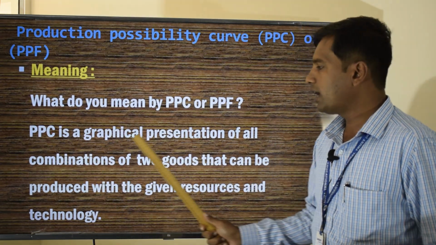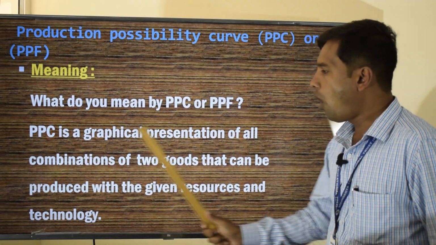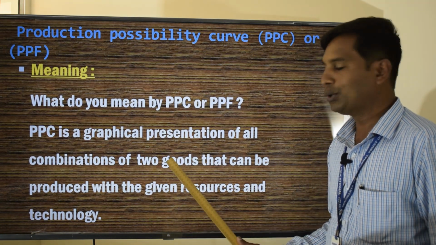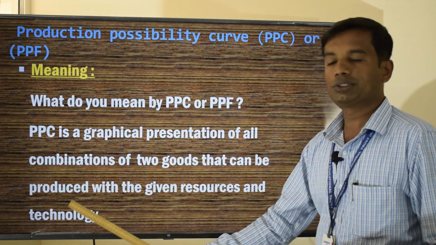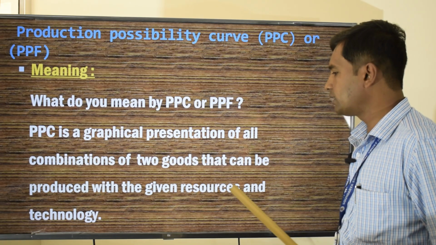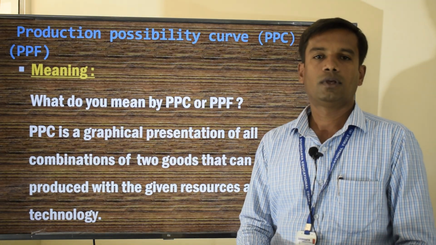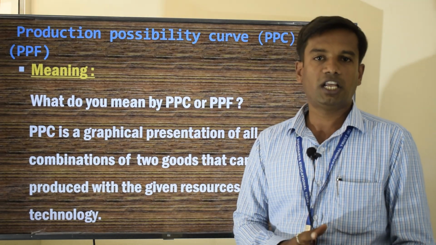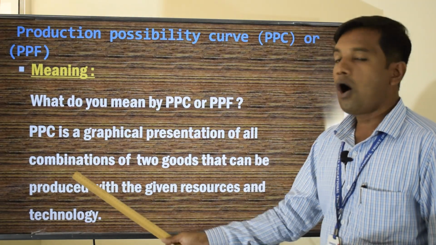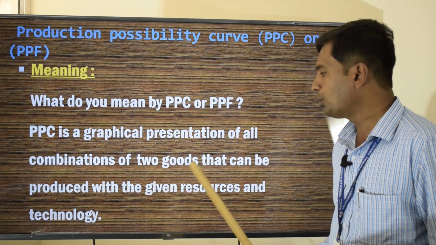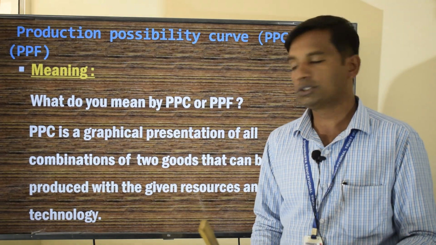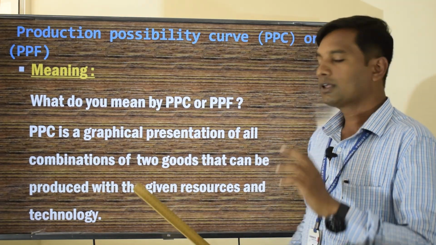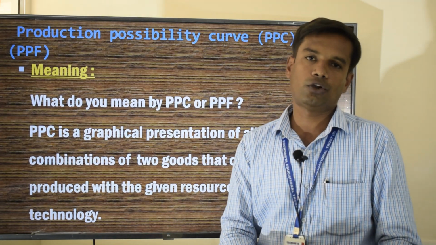PPC is a graphical presentation of all combinations of two goods that can be produced with the given resources and technology. Production possibility curve is a graphical presentation of all the combinations of two goods that can be produced with the help of given resources and technology.